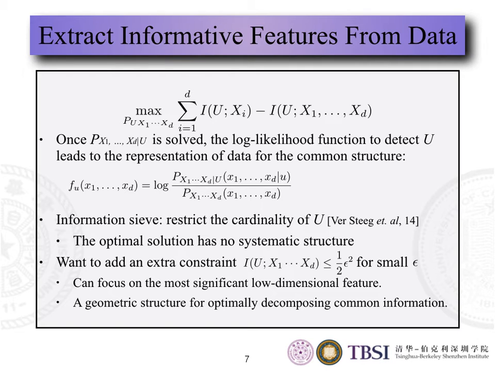This is a kind of information bottleneck constraint and should be more familiar in information theory. It turns out that such a local assumption allows us to focus on the most significant low-dimensional features of the data about the common structure, which is often more useful. More importantly, this local assumption gives rise to a geometric structure for this information theoretical problem, which actually leads to a principal decomposition of the common information that we will show later.